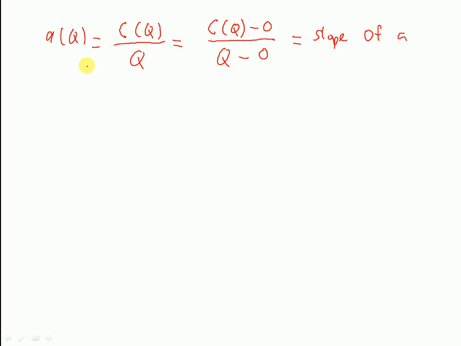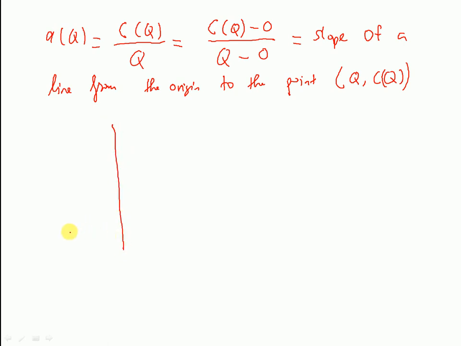Okay, so let's go over this example. Hopefully it will make more sense. So I have the graph of Q for quantity, and this is for dollars. Now, if I have this graph, this is for the total cost.